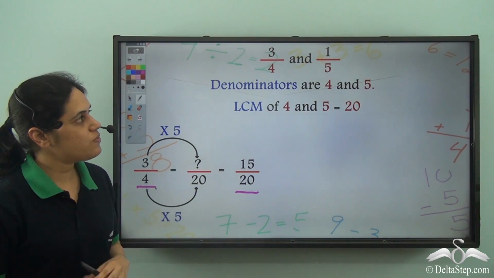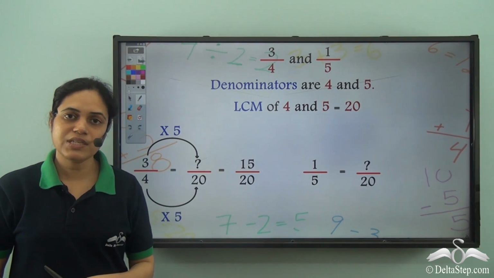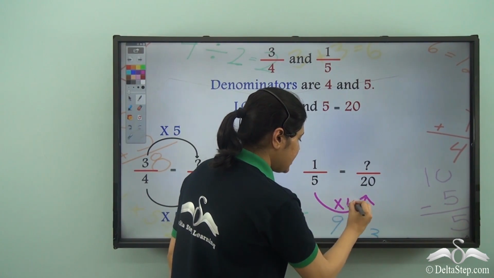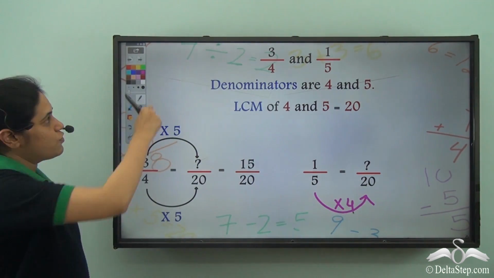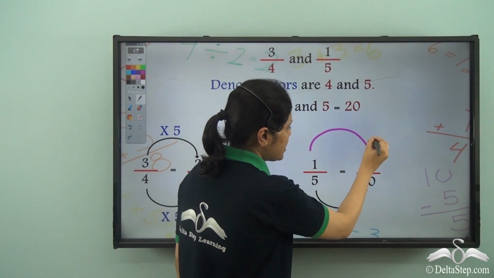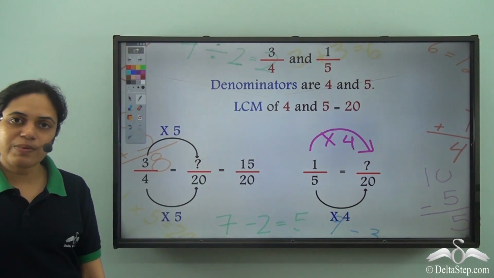Now, I need to make an equivalent fraction of 1 by 5 with denominator 20. How do we get 20 from 5? By multiplying with 4. So, 5 into 4 is 20. Similarly, to get an equivalent fraction, I need to multiply the numerator also by 4.